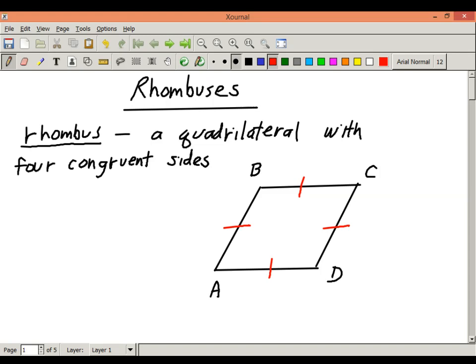Okay, so you look at the screen there, you have the definition of a rhombus. A rhombus is a quadrilateral with four congruent sides. The definition says nothing about the angles. It just says a quadrilateral with four congruent sides. That would be a rhombus.